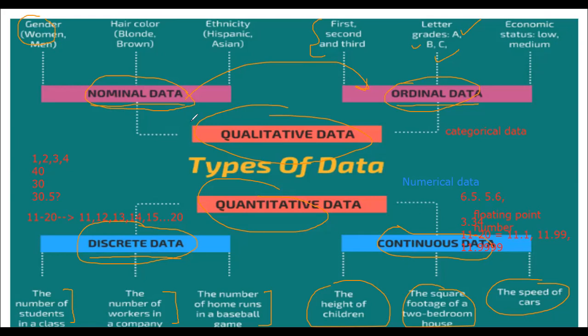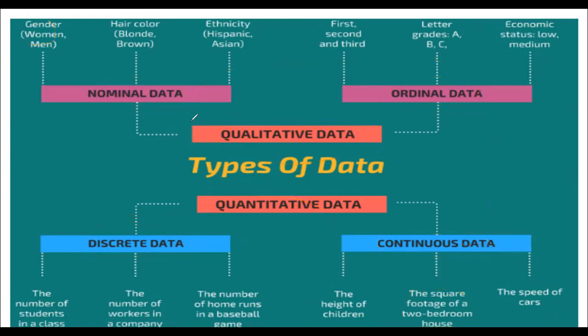Fine, guys. So I'll clear the drawing. I hope it's clear. Regarding the types of data, there are two types: qualitative data and quantitative data. In quantitative data, we have discrete data and continuous data. And in qualitative data, there are further two types: nominal data and ordinal data.